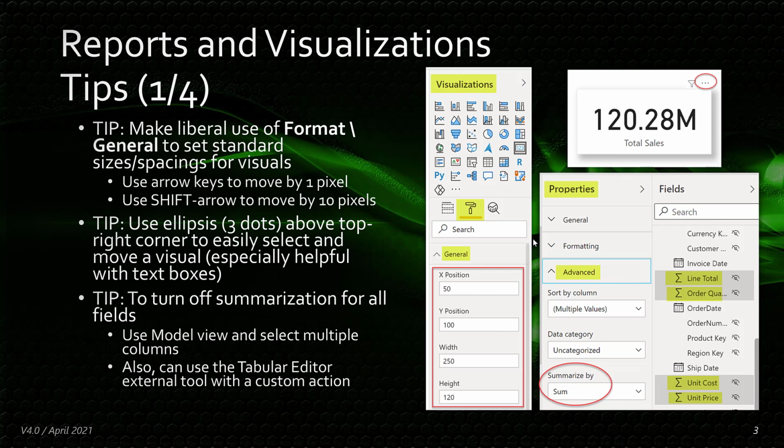Some tips I've incorporated into my standard Power BI development practice include make liberal use of the general section of the format pane to adjust the XY width height of all visuals. My preference is to set all values to multiples of 10, as I find it easier to align things and it really stands out when things are misaligned. You can also make small positioning adjustments using the arrow keys to move a visual by 1 pixel, and you can use shift arrow to move a visual by 10 pixels, although this seems to do it for 8 or 9 pixels for me, but I find it useful nonetheless.